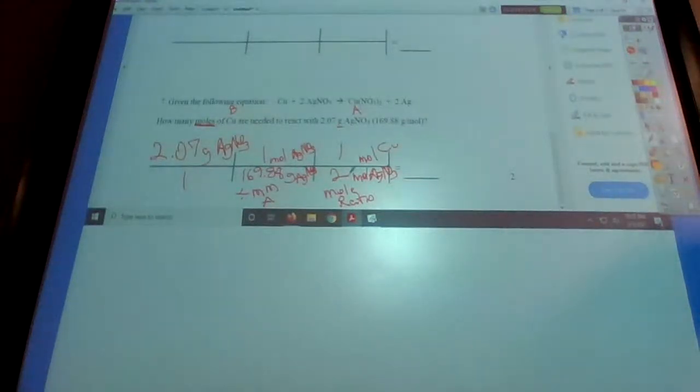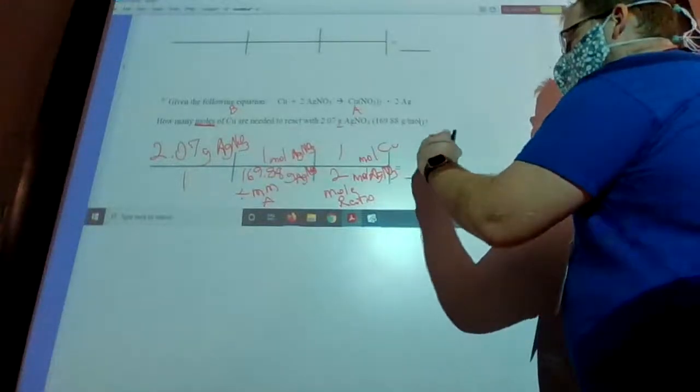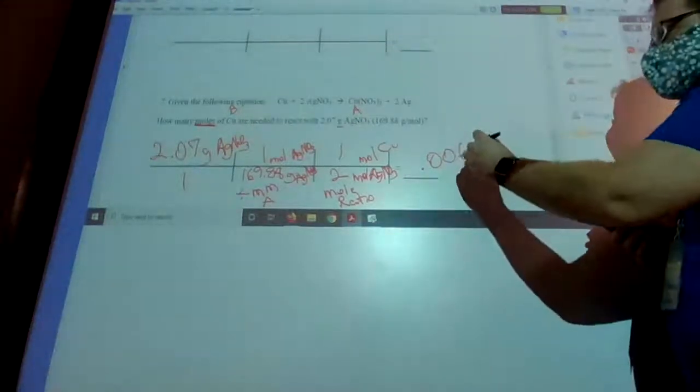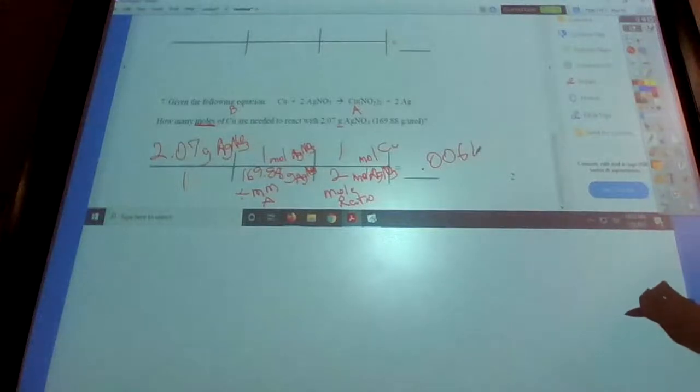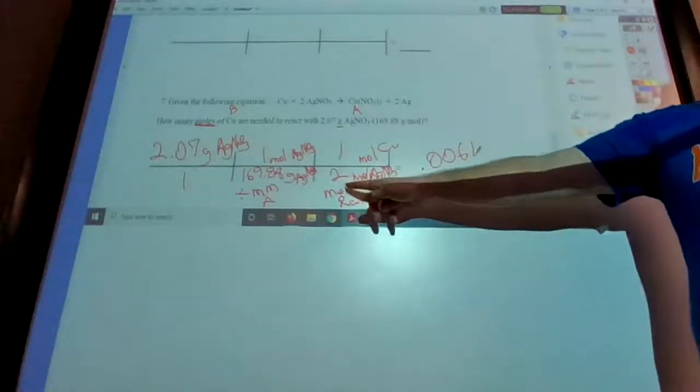0.006. Oh, wait. Yeah. Redo that one. It might have just been a rounding thing. But yes, I think it's 0.006. And to be fair, you should probably have one more number after that. 6-1. Fair enough. 0.0061. So let's see. Clear this out. I'm going to double check this. So I got 2.07 divided by 169.88, which already gives us a small number. And then, divide by 2 because the 2 is on the bottom.